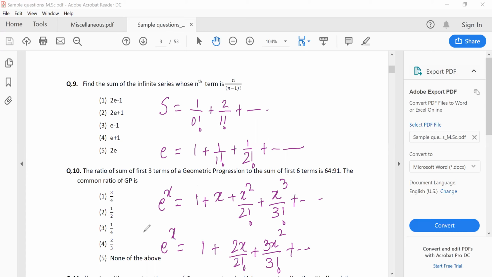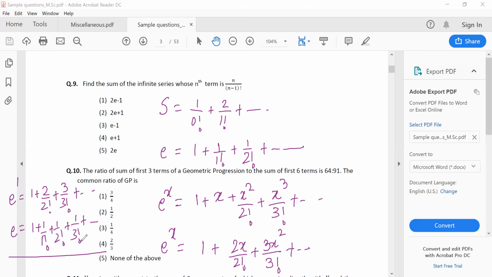Now I put x is equal to 1. So what do I get? e for 1 is equal to 1 plus 2 by 2 factorial plus 3 by 3 factorial. Clear? Both of them have the value 1 plus 1 by 1 factorial plus 1 by 2 factorial plus 1 by 3 factorial. Adding again, 2e is equal to 1 plus 1 plus 1 plus 3 by 3 factorial plus 1 by 3 factorial, 4 by 3 factorial.